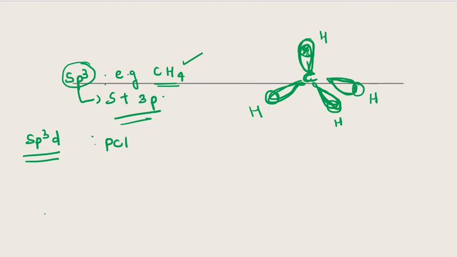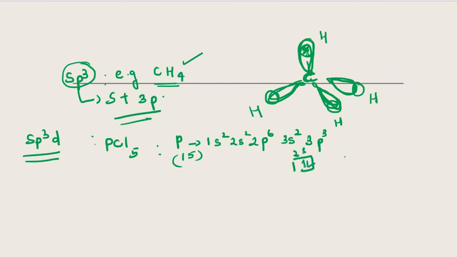Now let us take one more example where we are talking about sp3d hybridization. That is, in this case, d orbitals are also involved. An example for this is what? It is PCl5. So here our central atom is phosphorus. So the configuration is like this. This one is our 3s.